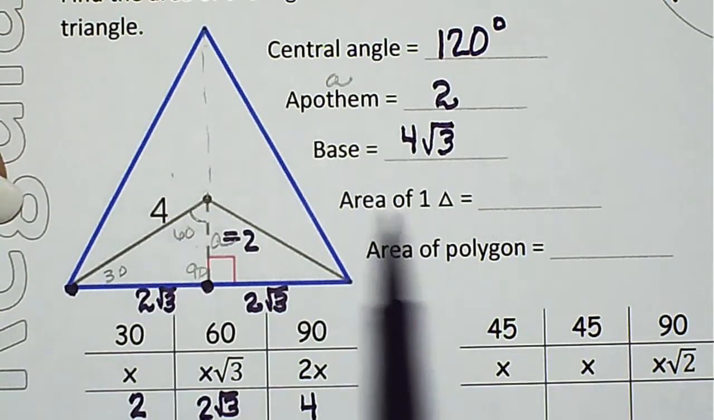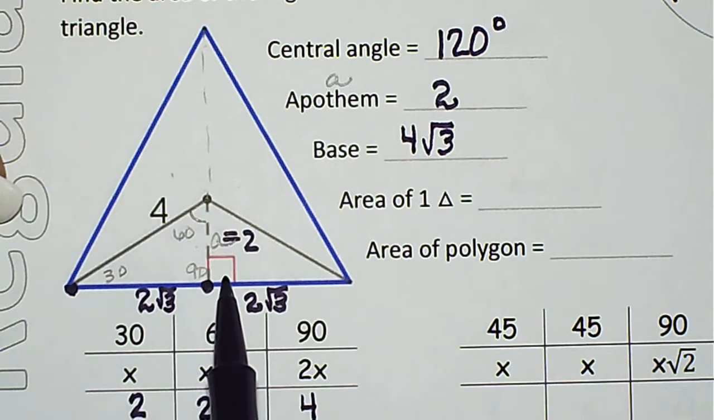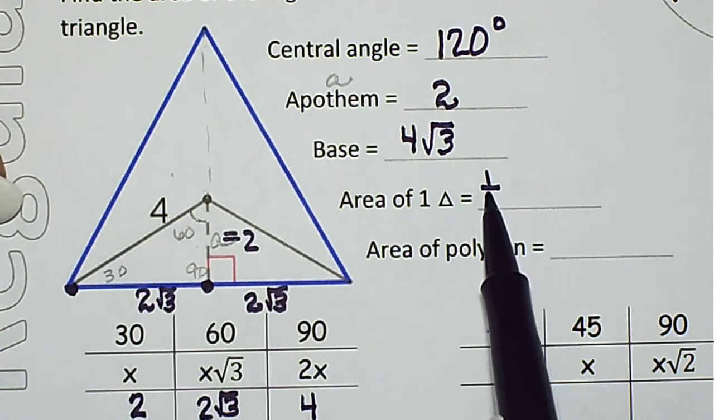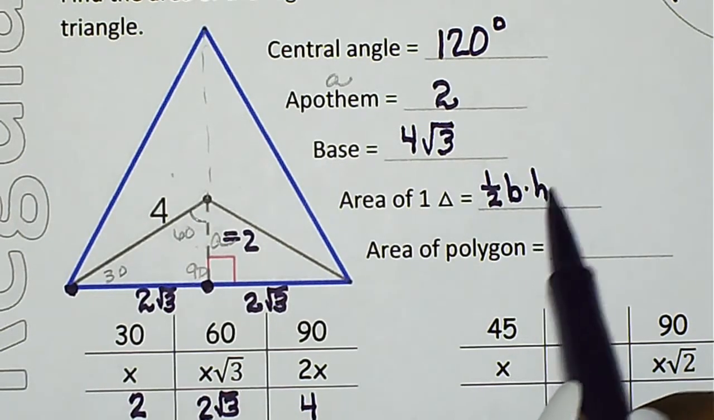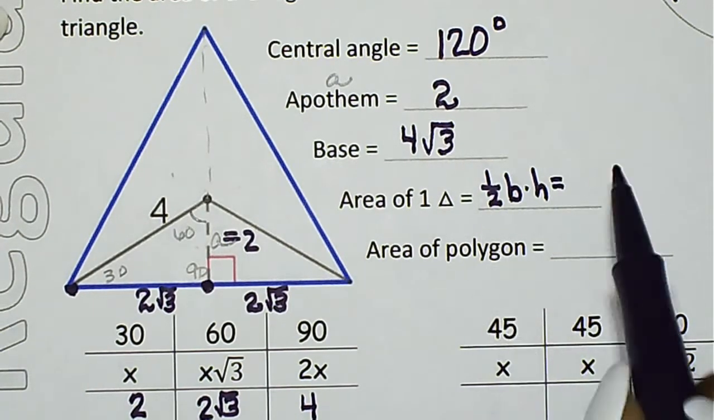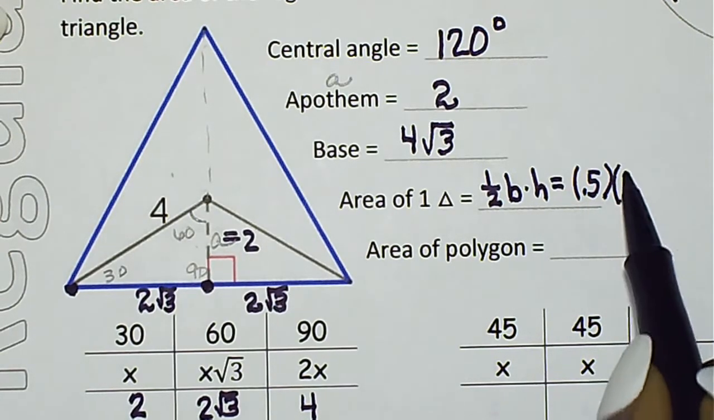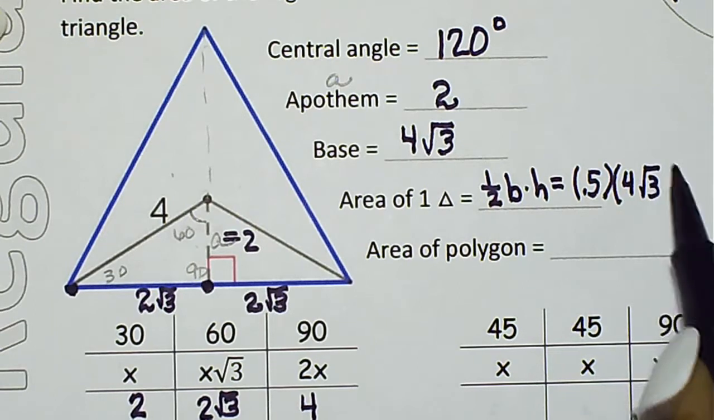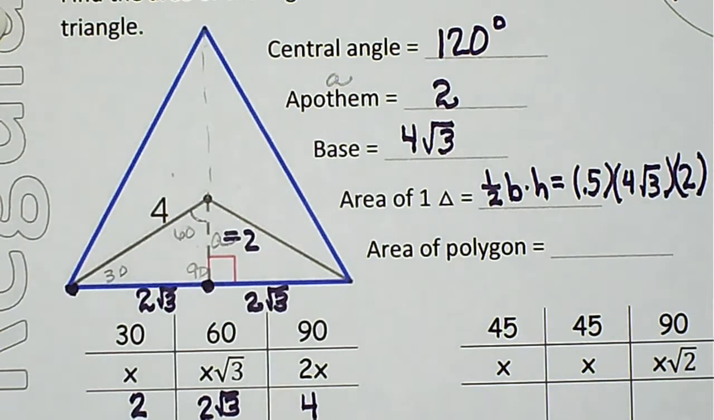So what is the area of one triangle? One triangle will be 1/2 the base times the height. So we remember that from our last one. That's why we started with the simple first. So that would be 0.5 times 4 square root of 3 times 2. So we're going to put that in our calculator.